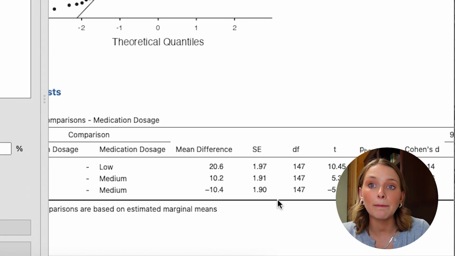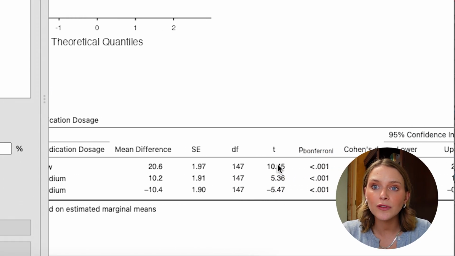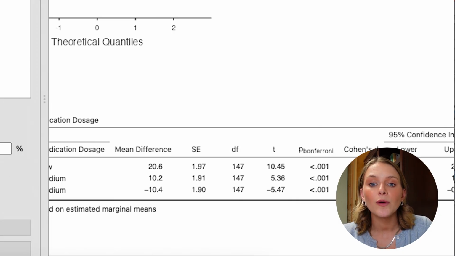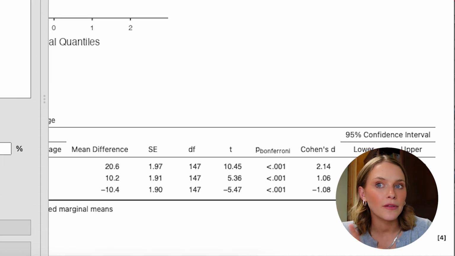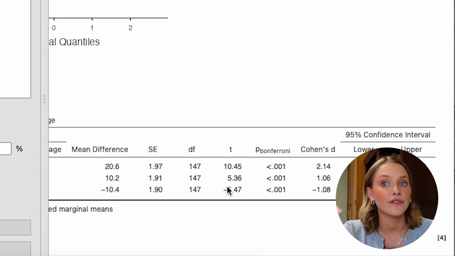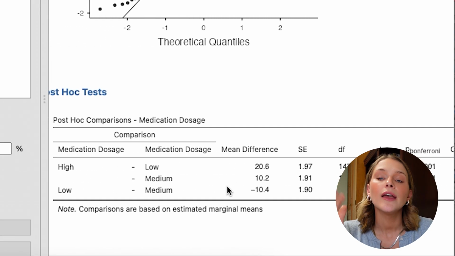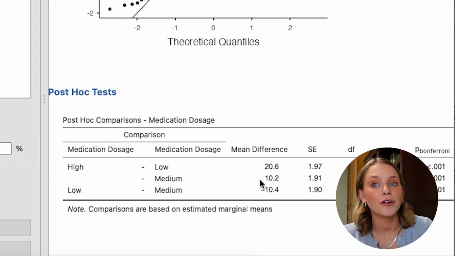So this is going to give us the mean difference between the groups, which is helpful. And then importantly, it's also going to give us the p-value for the groups, and we can see that all three groups are statistically significantly different from one another. And you can see here that this p-value is being corrected by the Bonferroni correction. And again, that's beyond the scope of this video, but just know that that correction factor has been applied here. So all three groups are statistically significantly different from one another.